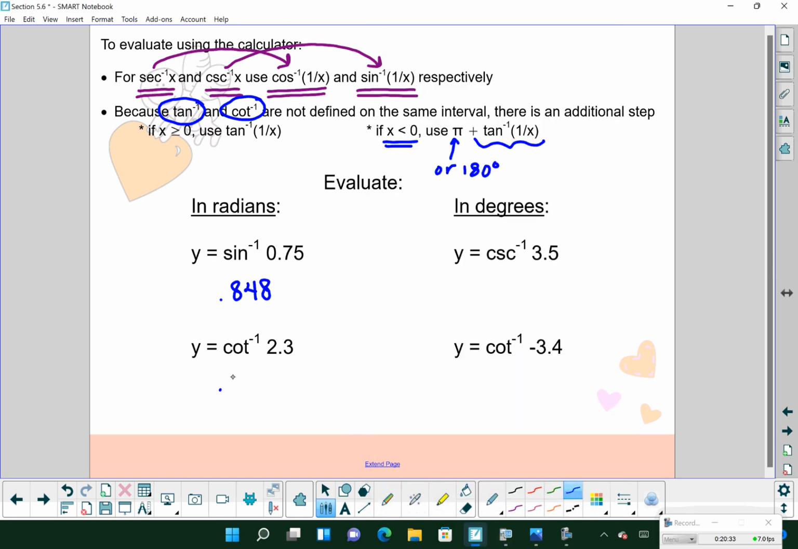0.410 if I round to 3 decimal places. Now that is a radian in quadrant 1. So that falls within the values that I have defined for inverse cotangent, so there's no need to adjust. Remember, only if we get an answer in quadrant 4 are we going to have a little bit of trouble, and we're going to see that in the next set of problems here.